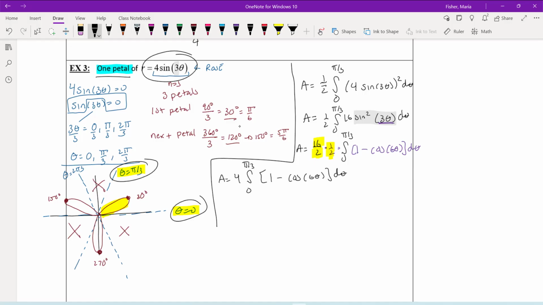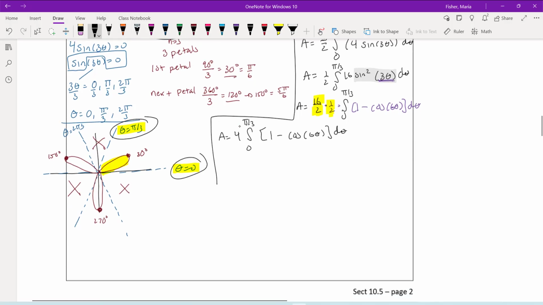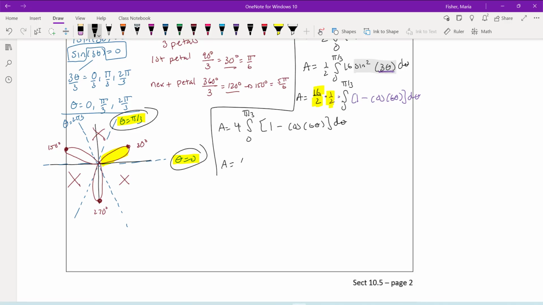Well, I'm in basic form. I can integrate every single one of these. So if I integrate 1, I end up with theta. Here the coefficient of theta is 6, so I know I'm multiplying by 1/6, and the integral of the cosine of 6 theta is the sine of 6 theta. And that gets evaluated from 0 to pi over 3.